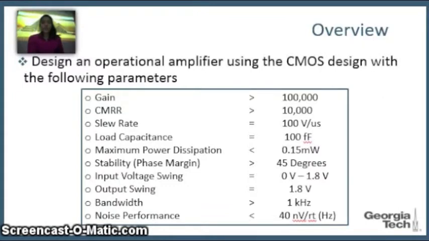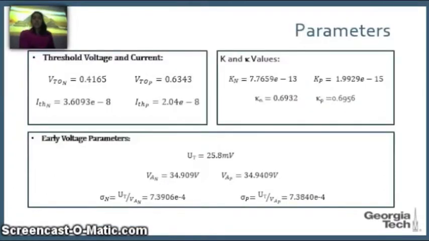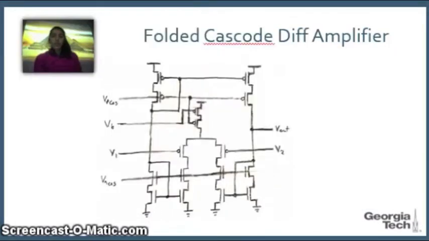So just as a brief overview, we're going to be designing an operational amplifier using CMOS design using the following parameters, some of them including gain, slew rate, power dissipation, input and output voltage swings, bandwidth, and the noise performance. So here are some of the parameters including threshold voltage and current, the K and kappa values, as well as the early voltage parameters that we use to calculate the theoretical values as well as in our simulation of our circuit. So here we have the folded cascode differential amplifier.